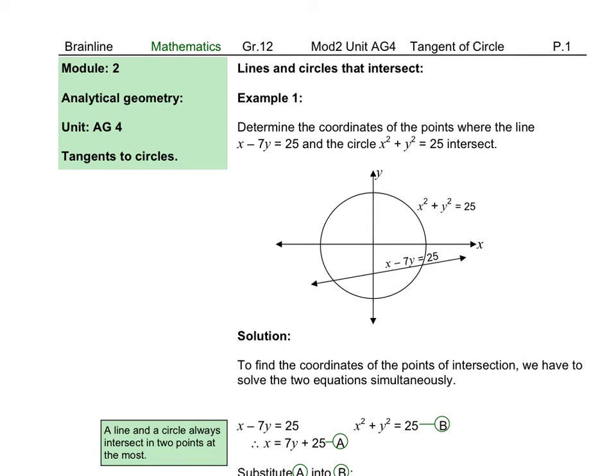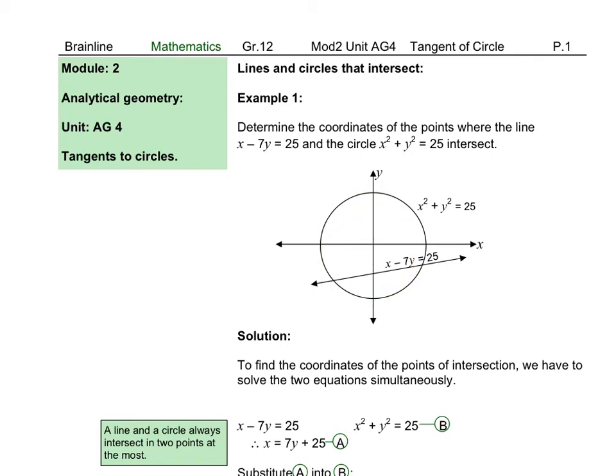Good day. Today we will be looking at Module 2 Analytical Geometry, lesson number 4, and we will specifically look at tangents to circles. First, we will look at lines and circles that intersect. For example, determine the coordinates of the points where the line x minus 7y equal to 25 and the circle x squared plus y squared equal to 25 intersect.